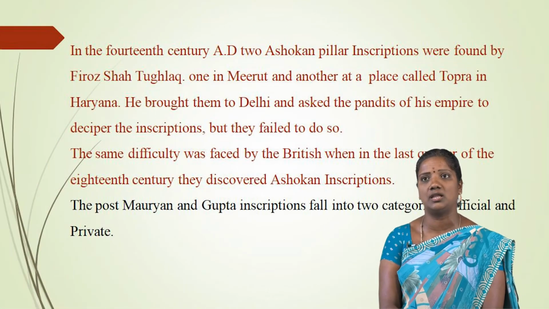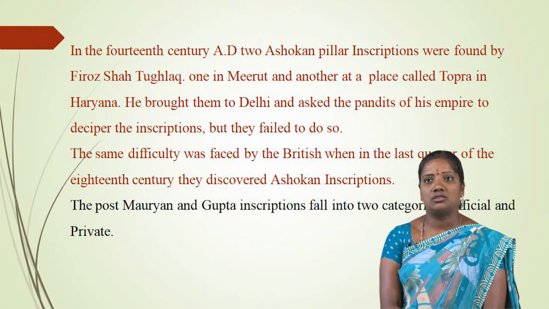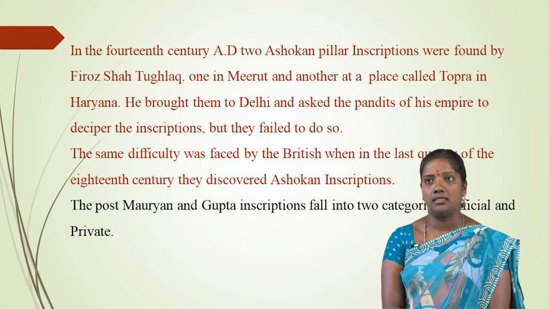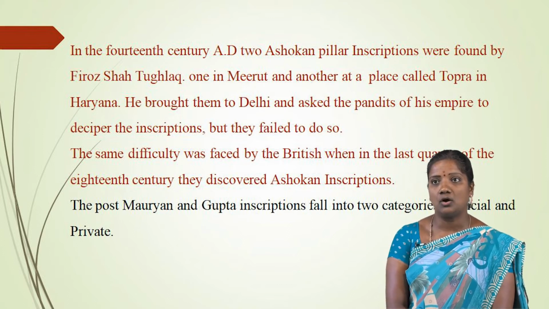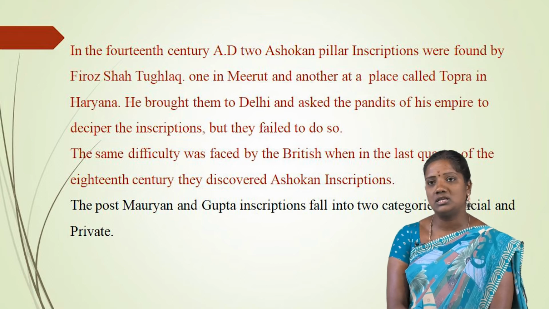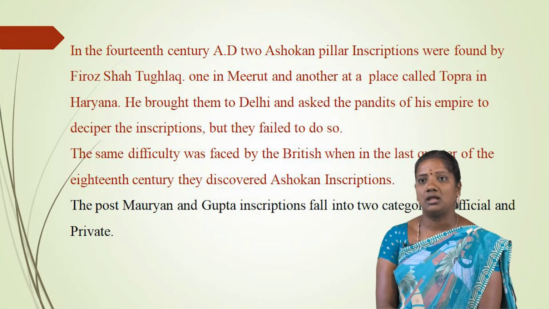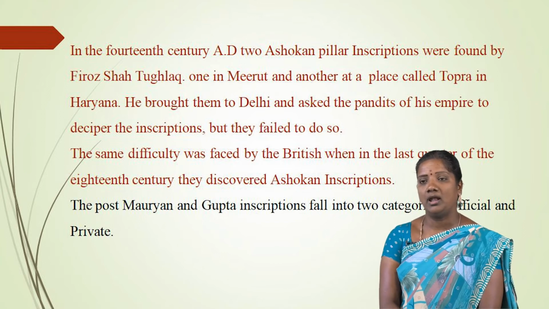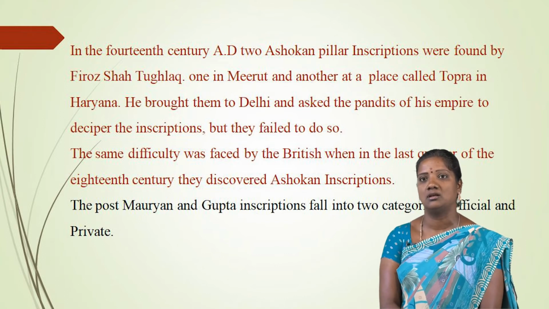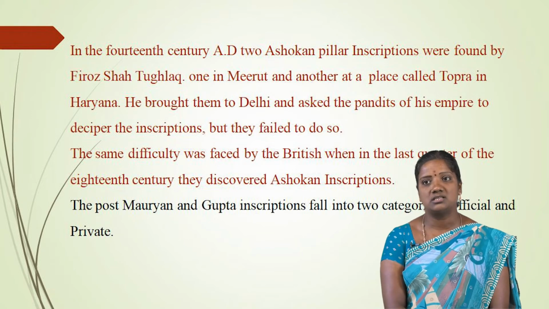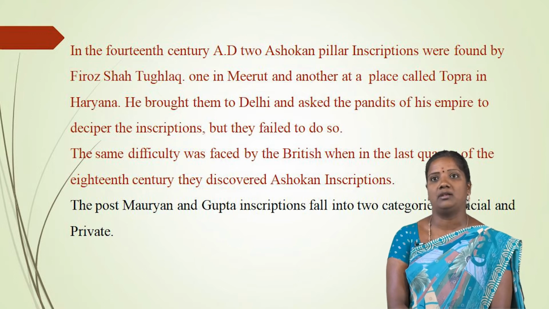In the 14th century AD, two Asokan pillar inscriptions were found by Feroz Shah Tughlaq, one in Meerut and another at a place called Topra in Haryana. He brought them to Delhi and asked the Pandits of his empire to decipher the inscription, but they failed to do so. The same difficulty was faced by the British when, in the last quarter of the 18th century, they discovered Asokan inscriptions.